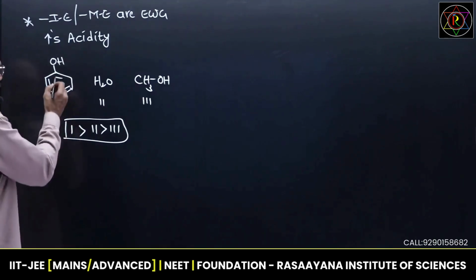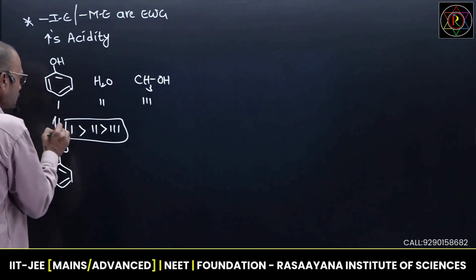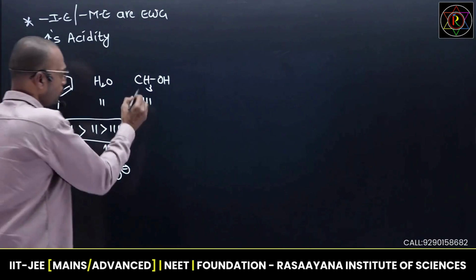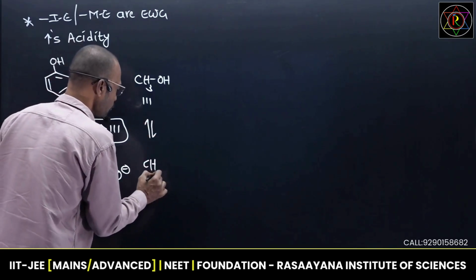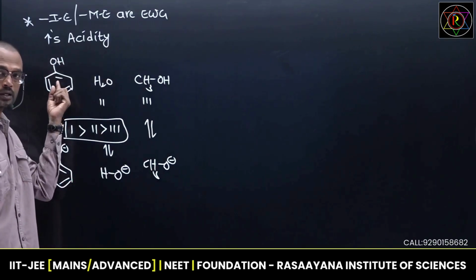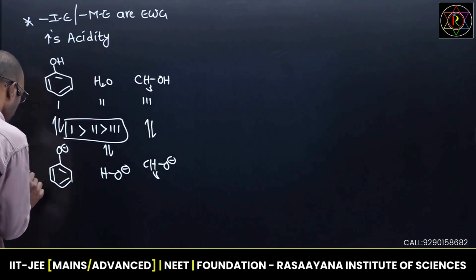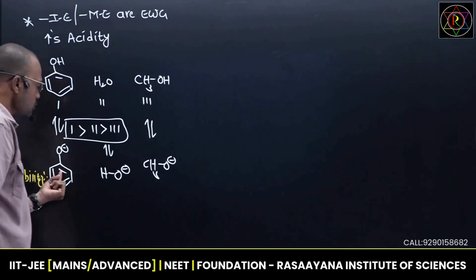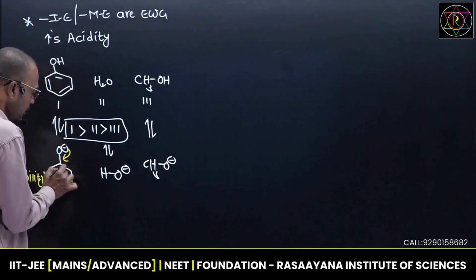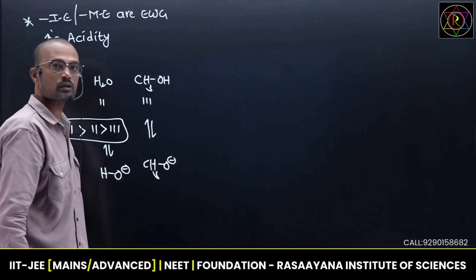The reason behind this is, see, when phenol loses a proton, there is a formation of a phenoxide ion. This is the one. And when water loses a proton, there is a formation of a hydroxide ion. When methanol loses a proton, there is a formation of a methoxide ion. Remember, whichever anion is more stable, the corresponding acid is more acidic. So if you compare the stability, phenoxide is more stable than hydroxide, which is more stable than methoxide. Especially in this one, resonance is observed, but in these two there is no resonance. The anion is not stabilized by any other factor.